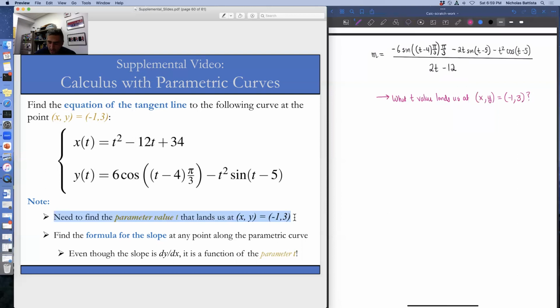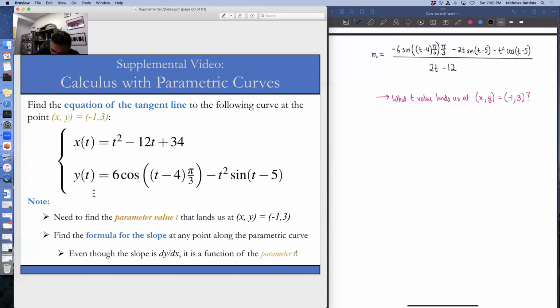So more or less what we can do is think about taking either our x equation or our y equation, putting it equal to the correct value of either x is -1 or y is 3, and then solving for that t value. And if we take a look at our two equations here, I would think that setting this x equation, t squared minus 12t plus 34, equal to -1, the value of x we care about, is going to be easier for solving for t than setting the y equation equal to 3.